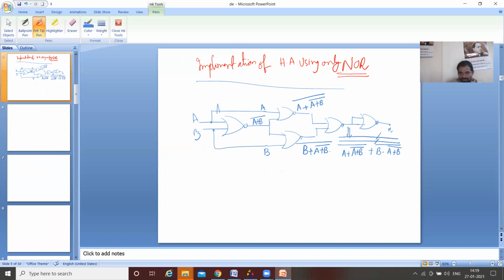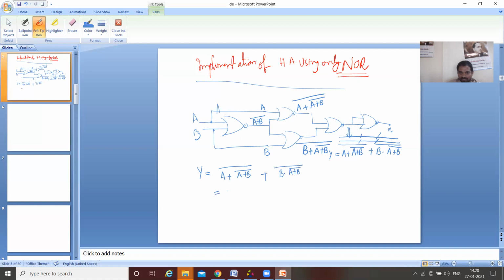Now I'll represent this with Y. So Y is equal to, here two bars get cancelled. This bar and this bar get cancelled. Now the remaining expression is (A plus (A plus B) bar) bar plus (B plus (A plus B) bar) bar. This is the remaining expression.